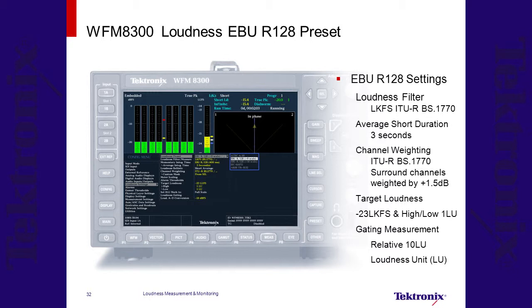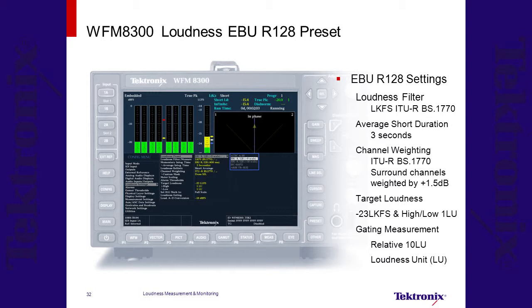Note that the loudness unit is a relative scale, and the loudness meter can be set up to use an LU scale where the target loudness is defined as 0 LU value. This can be configured within the configuration menu of the loudness settings. The gating function is set to relative measurement with a relative gating level of 10 loudness units.